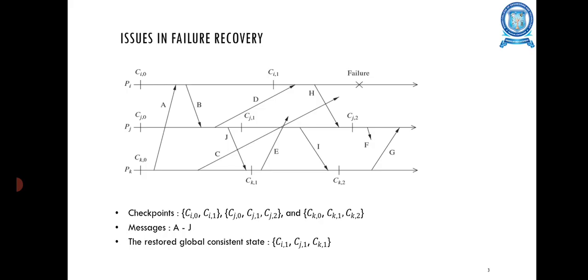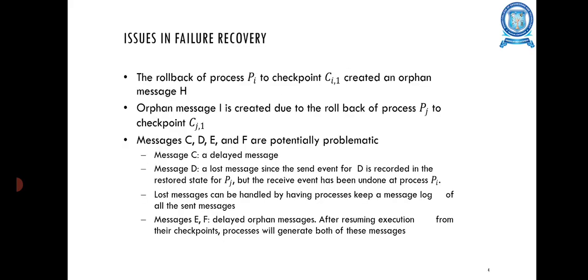Here in this example, the checkpoints are CI0, CI1, next CJ0, CJ1, CJ2 and CK0, CK1, CK2. The messages are A to J. The restored global consistent states are CI1, CJ1, CK1. The rollback of the process PI to checkpoint CI1 created an orphan message H. The orphan message I is created due to the rollback of the process PJ to the checkpoint CJ1.